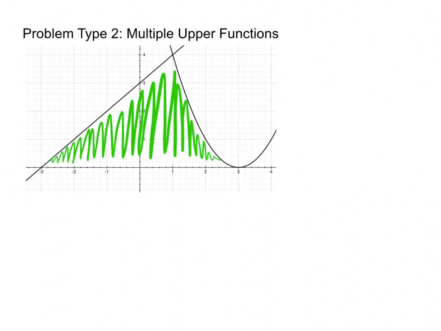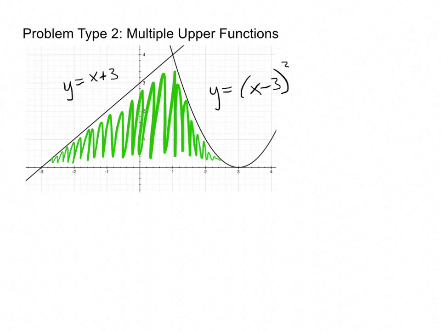This region has this function on top for part of it, and then this function on top for another part of it. So this first line is the function y equals x plus 3, and the parabola is the function y equals (x minus 3) squared. I could tell that because this was just a basic parabola that had been shifted to the right by 3, so we put a minus 3 in there.